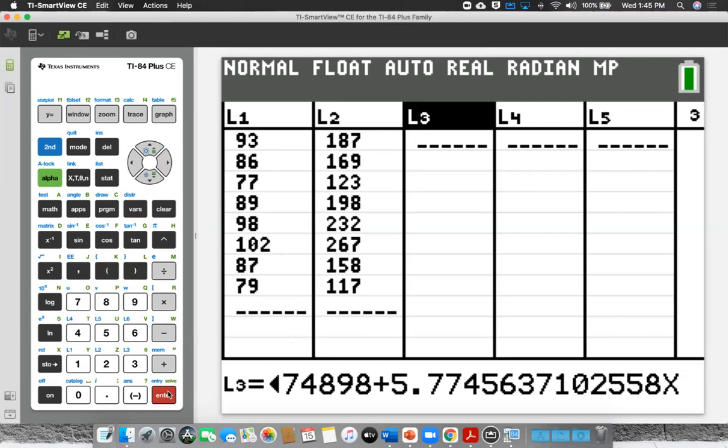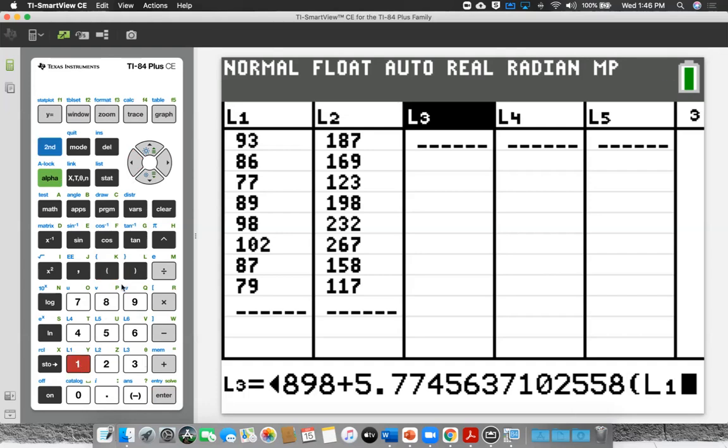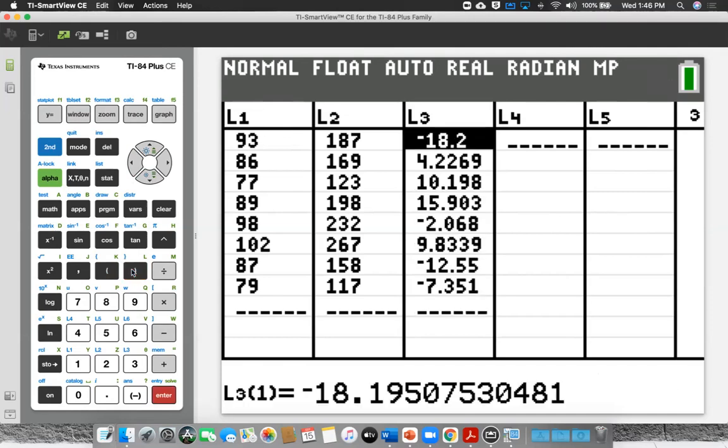Now, how I came up with my y hats, my predicted values, was I said, everywhere there's an X, don't put an X, put in an X value. And those are in L1. Close it twice because I had a big parentheses and then close the inside parentheses. Enter. And there's my residuals.